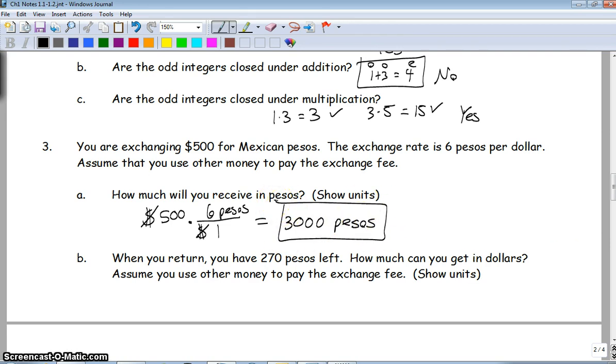And finally, when you return, you have 270 pesos left. How much can you get in dollars? So we're just doing the reverse. So I start with 270 pesos times, now I need pesos on the dollar, and I know it's 6 pesos because that's what they told me, for $1. So basically for this one you're going to be dividing. So 270 times 1 divided by 6, you should get $45. So if you got those right, I'm okay with just the symbol for the units there, but I do need the dollar sign, or you could write out dollars.